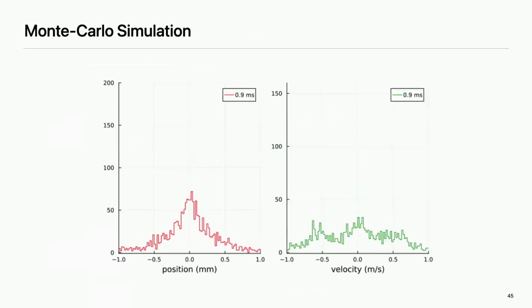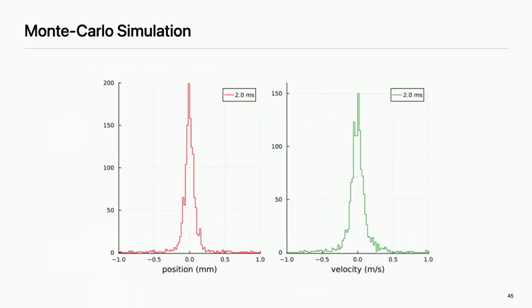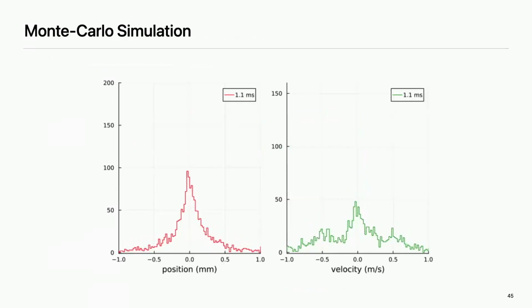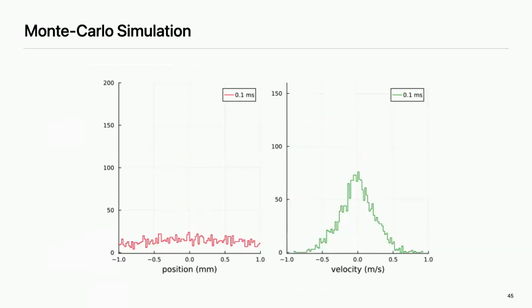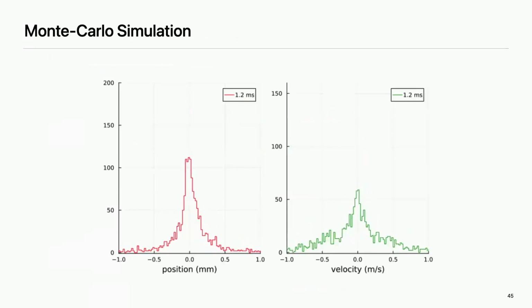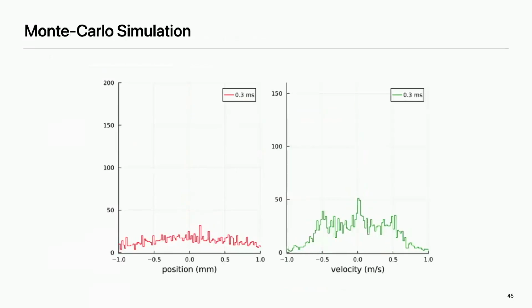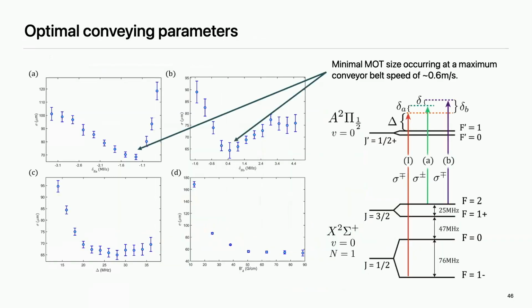And so this conveyor belt mechanism was, I think, very unexpected, but is actually, we think, fairly broadly applicable. It should work also in atomic traps where you want higher density as well. Okay, just to give a sense of numbers, this minimal size happens when the conveyor belt moves at like half a meter per second. So it's a very leisurely stroll.